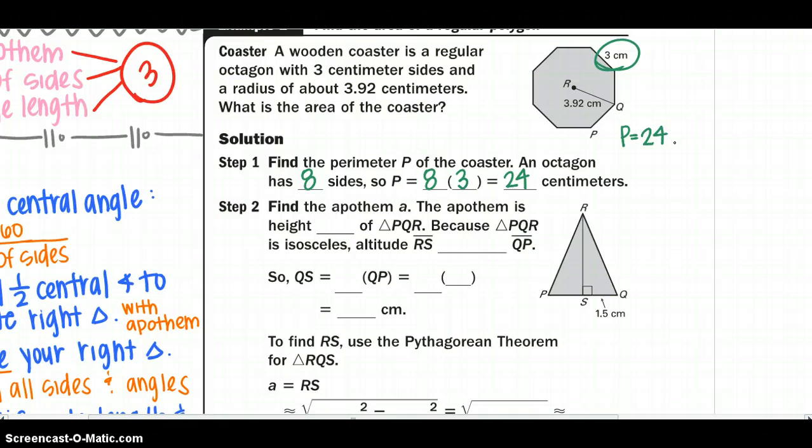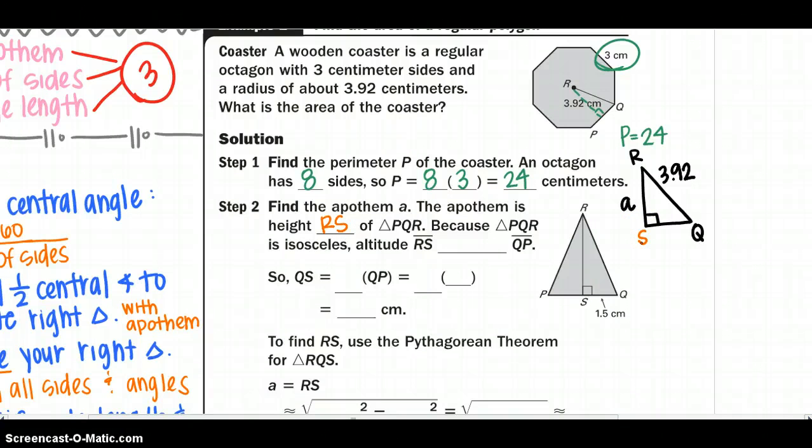Well, it's a little bit difficult to see it right then, but we know that if we draw that perpendicular segment, we can create a right angle, and we love working with right angles because they are easy to deal with. Alright, so we know that our RQ is 3.92 centimeters, and we want to somehow find our apothem. So the apothem is the height of that triangle, they called that point S.